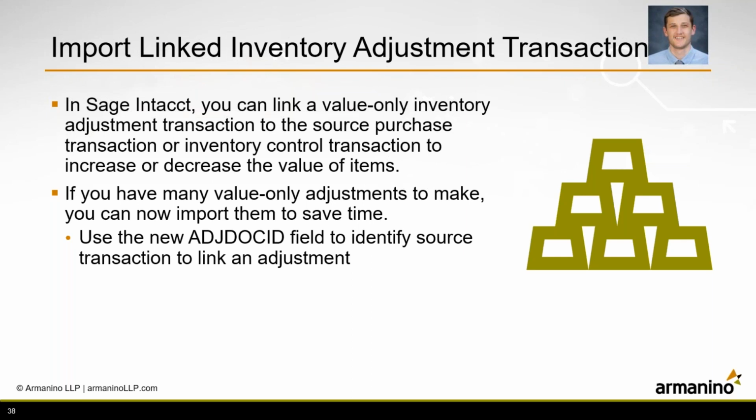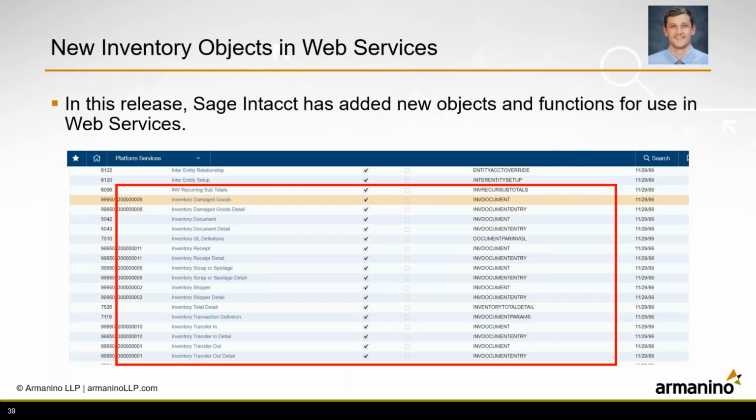So if you are going to use this import file, it's going to be the standard inventory control transaction template, and you're going to see the new field that's labeled the ADJ doc ID, and you're going to be able to put in the transaction to help you identify the source transaction to link that adjustment to it. So hopefully this will save some time if you do have a good number of those value only adjustment transactions to make. Next slide.